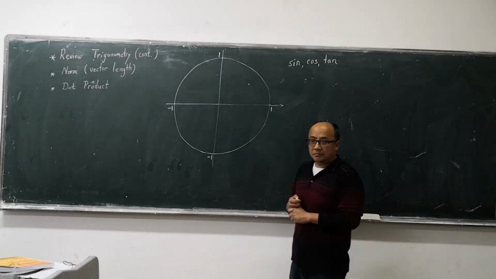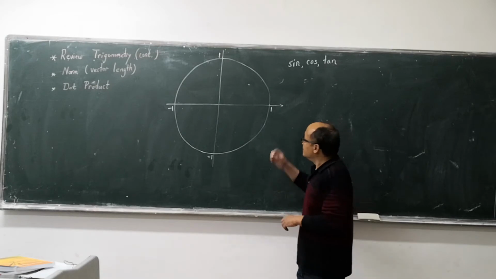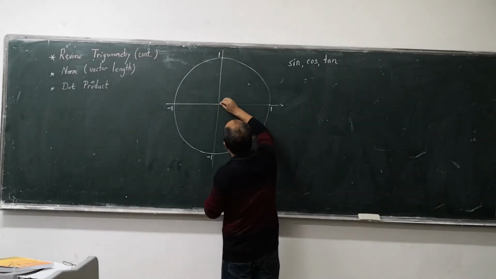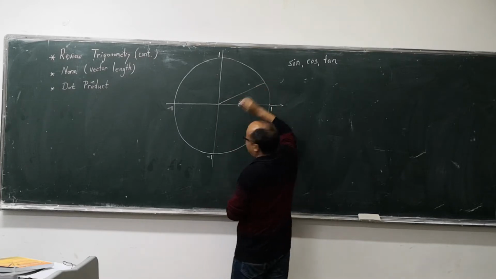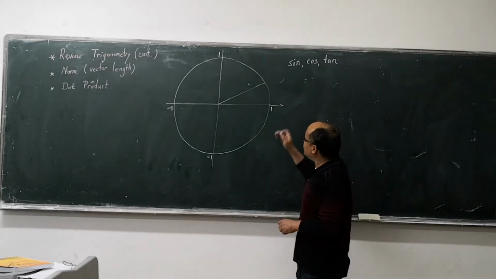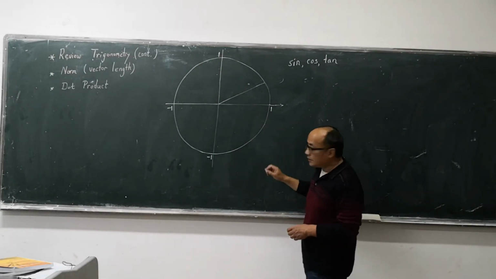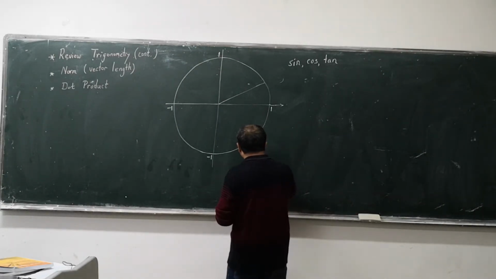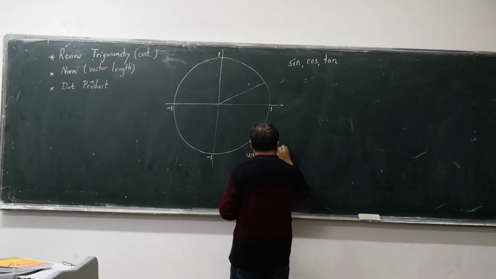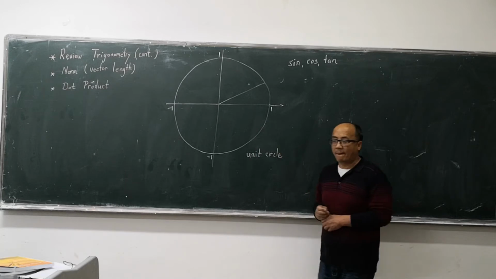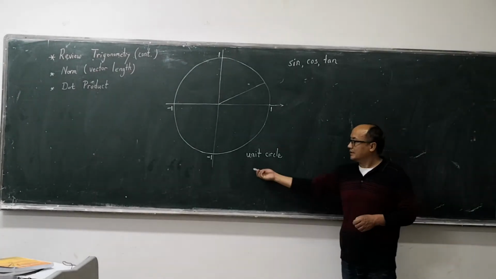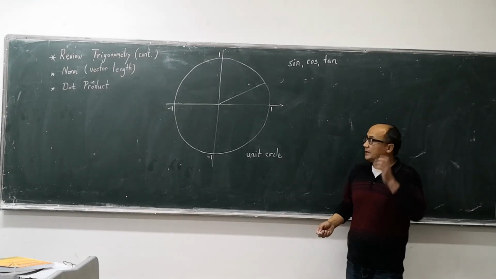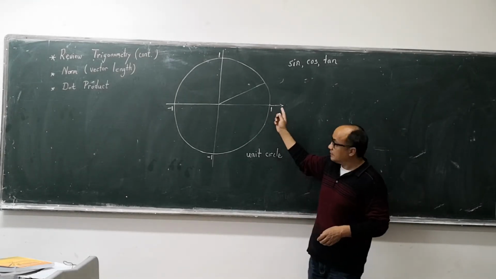Okay. Where is the sine? Let's say a 30-degree angle. Which line? This is a unit circle. The radius is 1. The reason why it's called a unit circle is that the radius is 1.